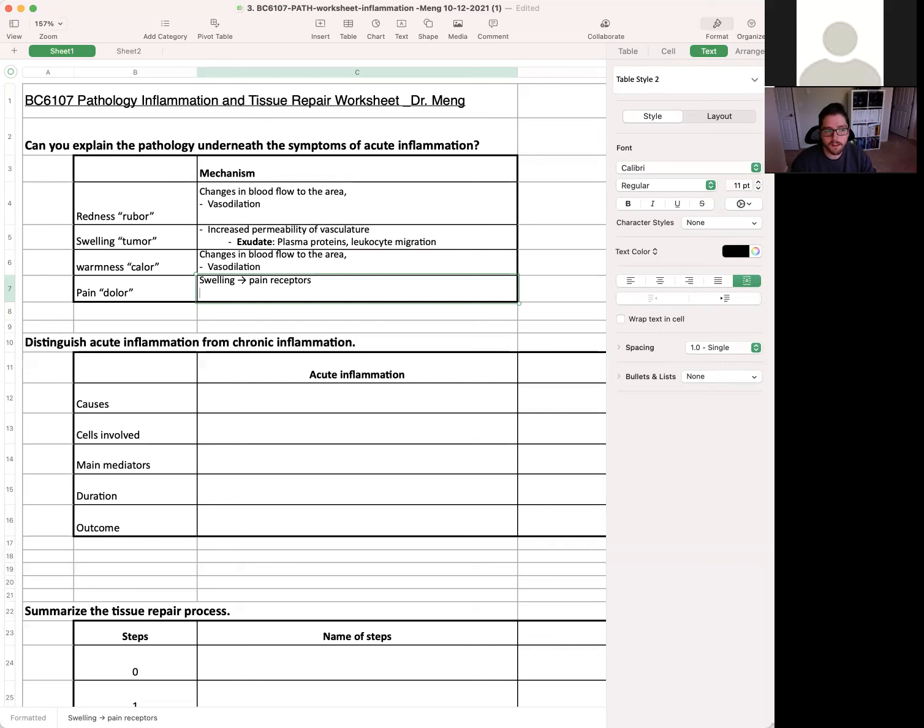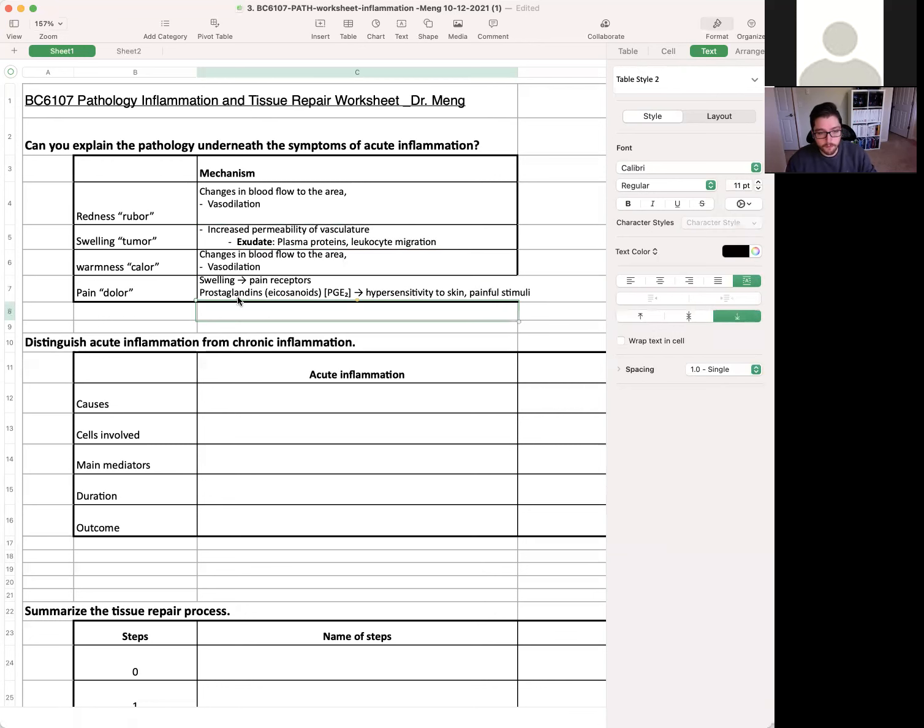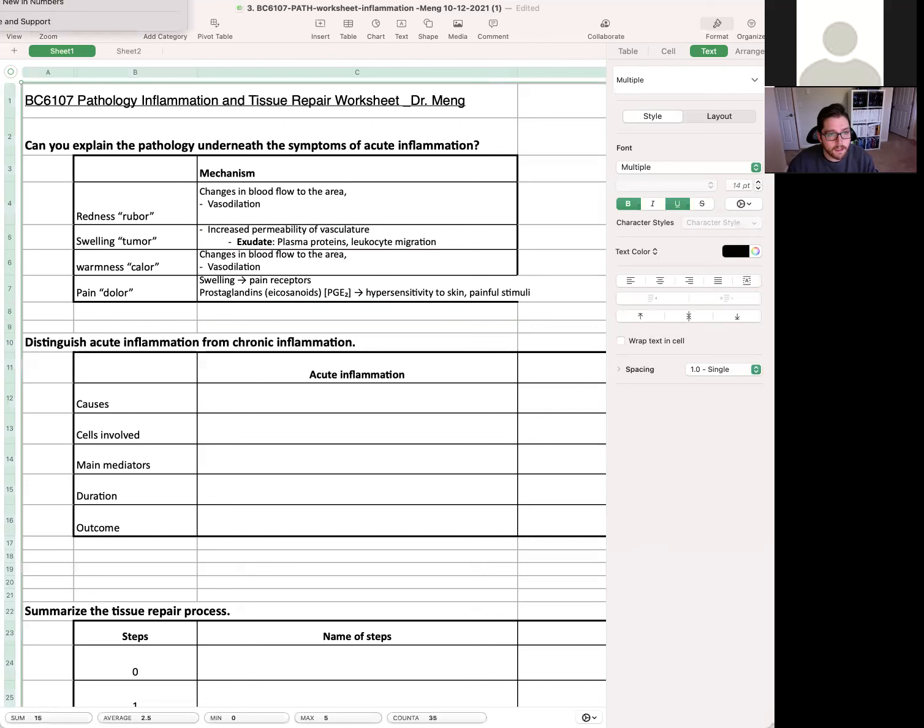So it's actually things like prostaglandins, which are eicosanoids. And these are released during inflammation. There's one in particular, PGE2, which is going to be really involved in creating hypersensitivity to skin. Any painful stimuli is just going to be felt greater with this PGE2 going around.